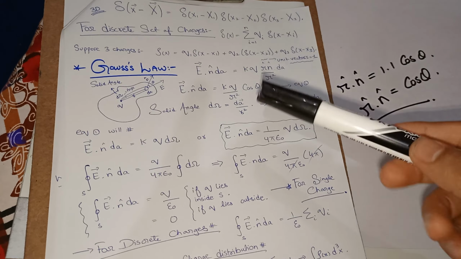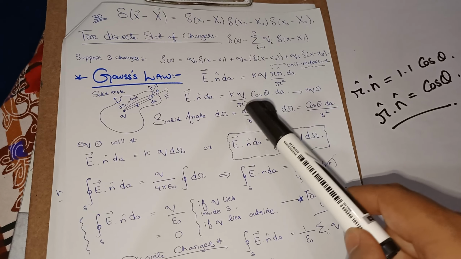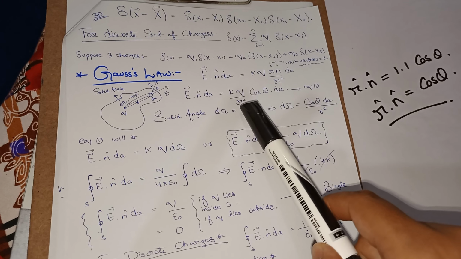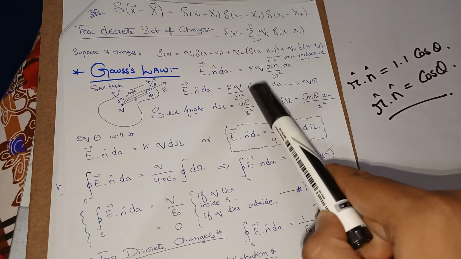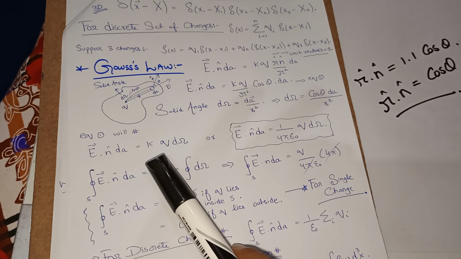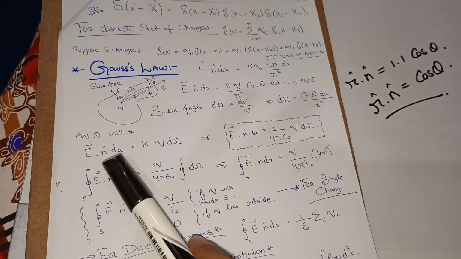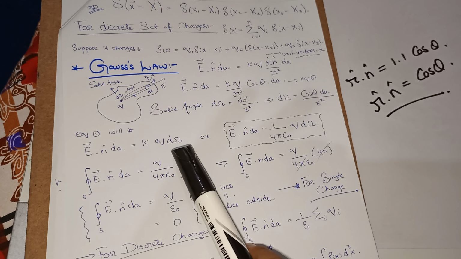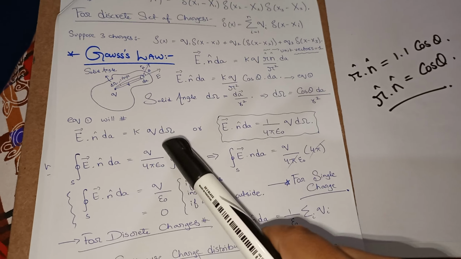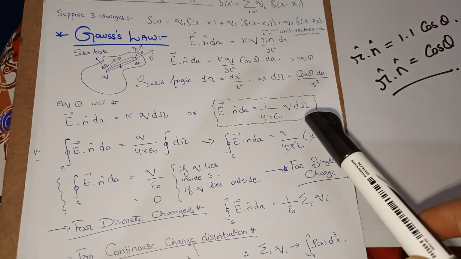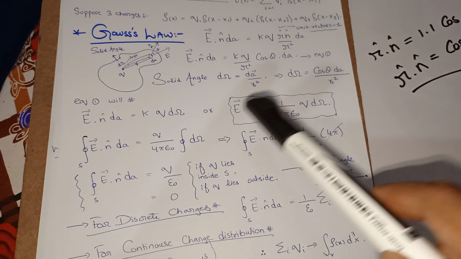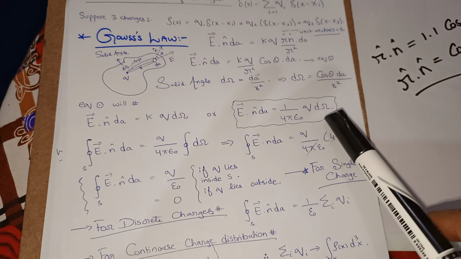Now you just have to do some replacements. You can see here cos theta dA divided by r square is d omega, so your final answer is kq d omega. So here I write E dot n dA equals K q d omega. Now simply put the value of K. You know K is the Coulombic constant and its value is 1 by 4 pi epsilon naught. So it becomes 1 by 4 pi epsilon naught q d omega.